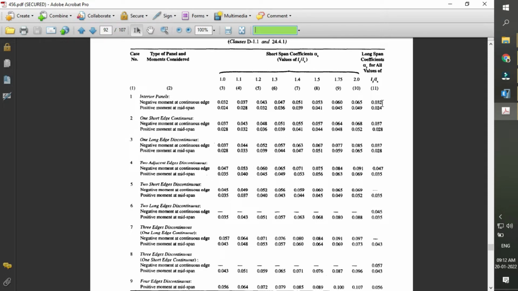Negative moment is at the support. Whatever value you get as reinforcement Ast, that value you have to provide as top reinforcement, and this is bottom. The second case is one short edge discontinuous. It is written as continuous, but it's supposed to be discontinuous. One short edge discontinuous.